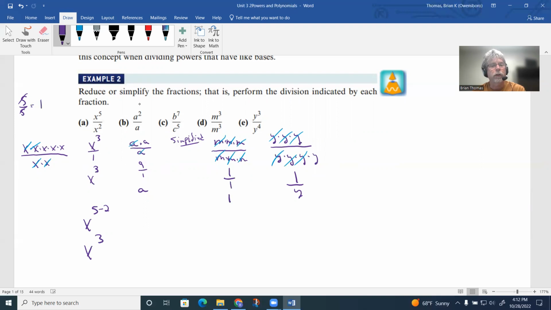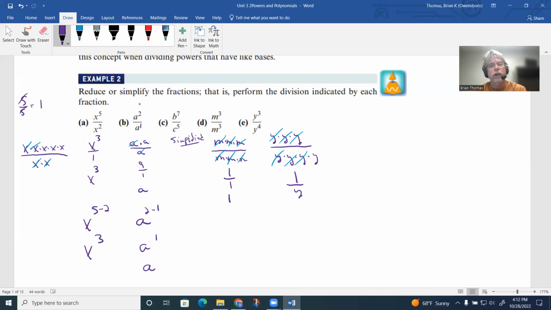On part B, you have a to the second over a to the first. You could just subtract those exponents, 2 minus 1, so that's going to be a to the power of 1. But remember, if the exponent is 1, we do not have to write it. It's understood to be there. So a to the 1 just means a, or we simply write an a. Now we can't apply that rule on part C because the bases are different.